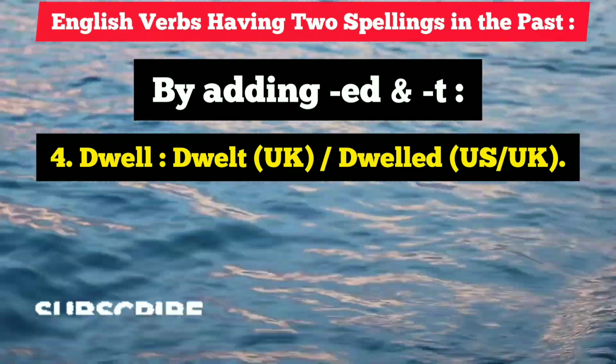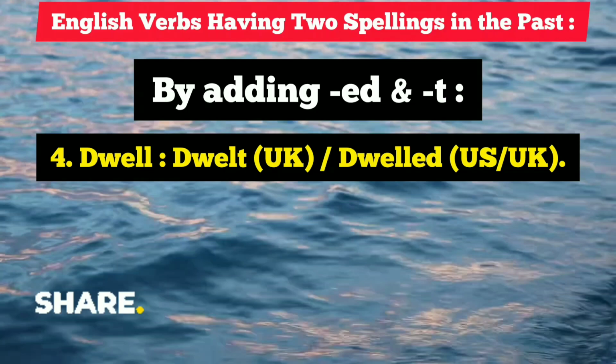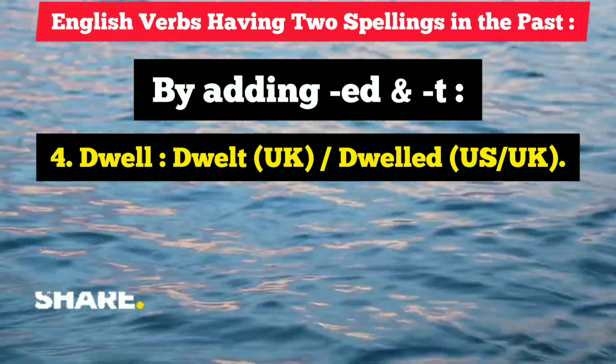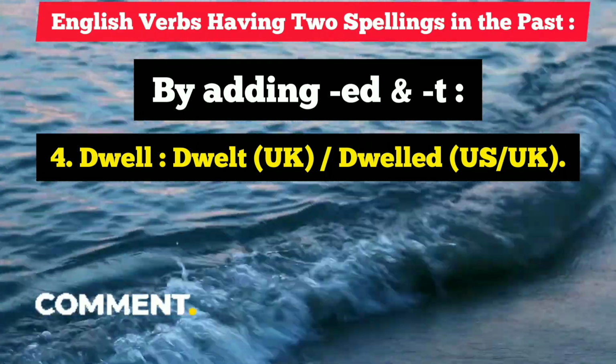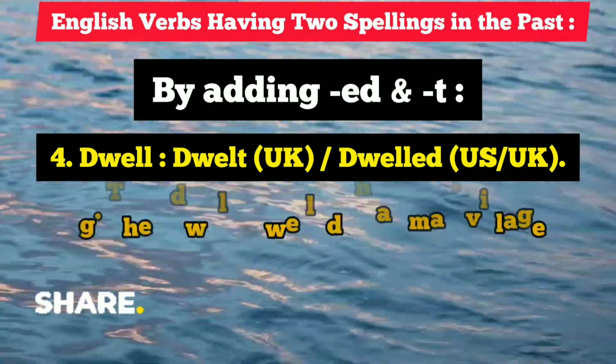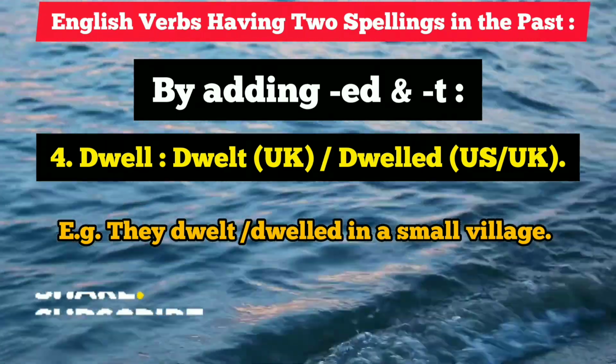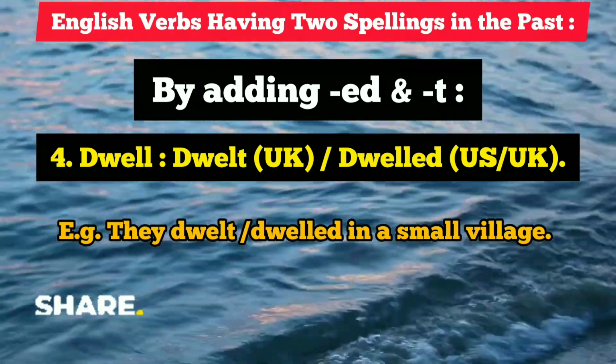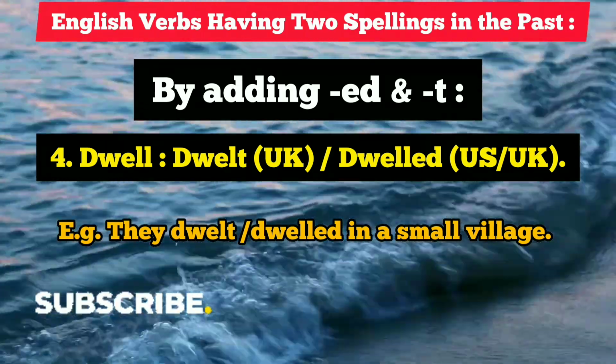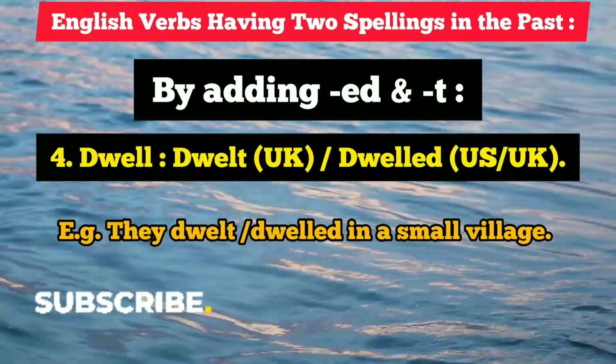But dwelt is more common in British English. I'm quite sure it's clear. So as you see the example, let me read out the example. As you see, first we can use dwelt. They dwelt in a small village. So I'm quite sure it's clear. And we can use the second spelling. As you see, they dwelled in a small village. So I'm quite sure it's clear.